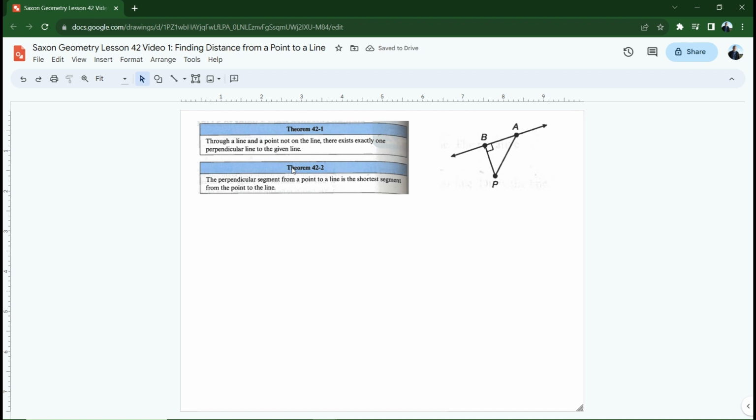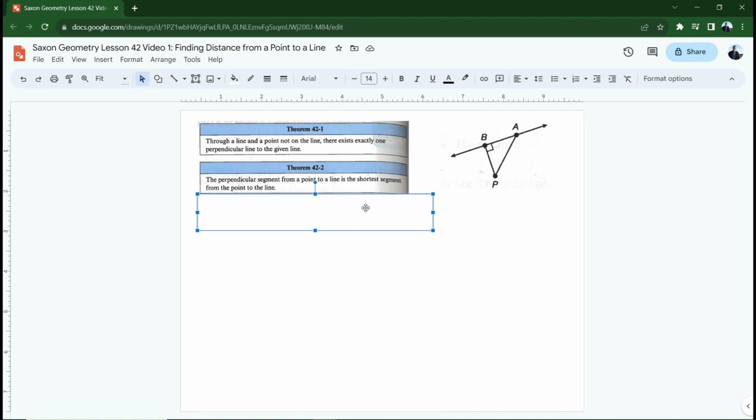There's just one perpendicular line that passes through point P. So I should be able to find that exact line. All right, the perpendicular segment from a point to a line is the shortest segment from the point to the line. So this indicates that the important point for me to find on line AB is B, the point on line AB that the perpendicular that passes through point P also passes through. So really what I'm looking for is a perpendicular line to line AB that passes through point P, and I also need to figure out what point B is.